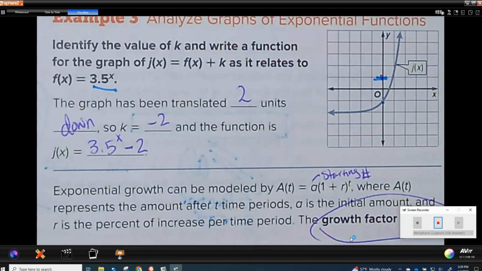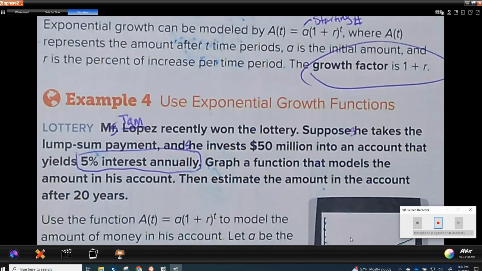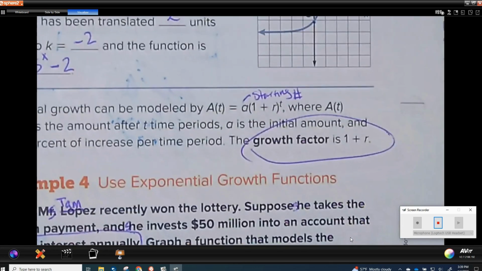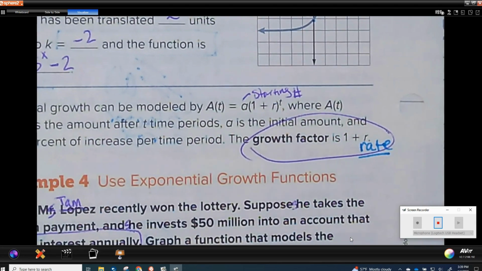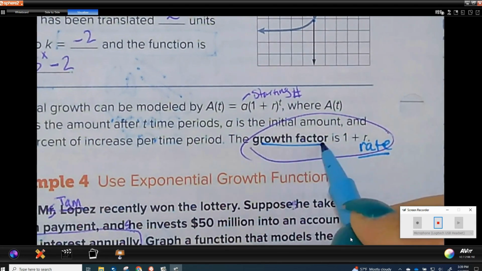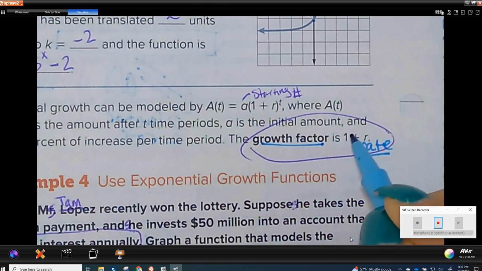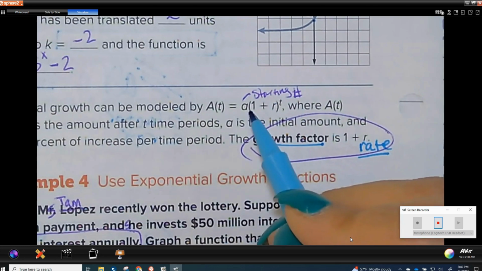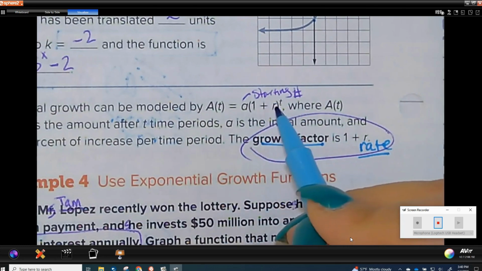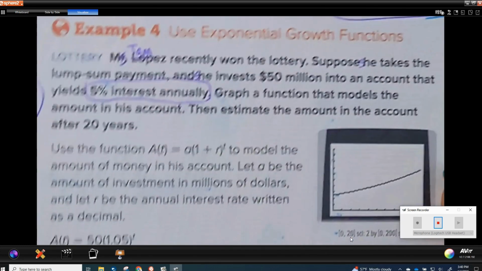All right, example 4, I always have a little fun. Here, your rate is the percent that it's changing, but your factor, this is also true with decay, is 1 plus that rate. If it was decay, it'd be 1 minus that rate. So your starting number, 1 plus the rate, to the time. So this is what I was saying.